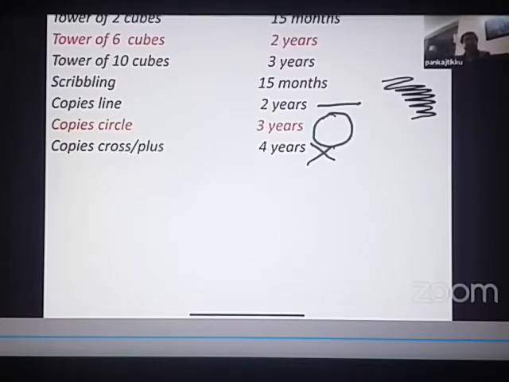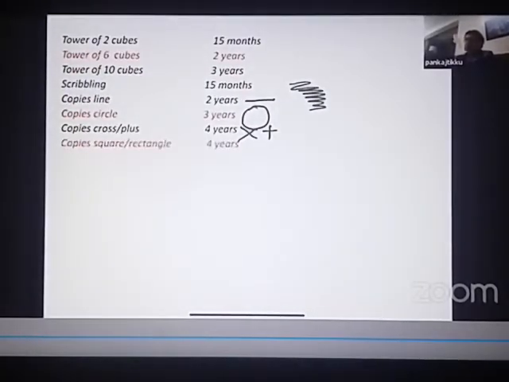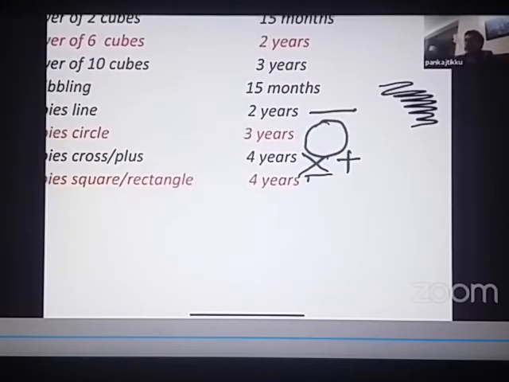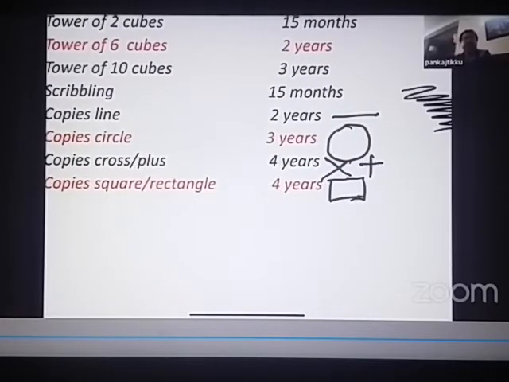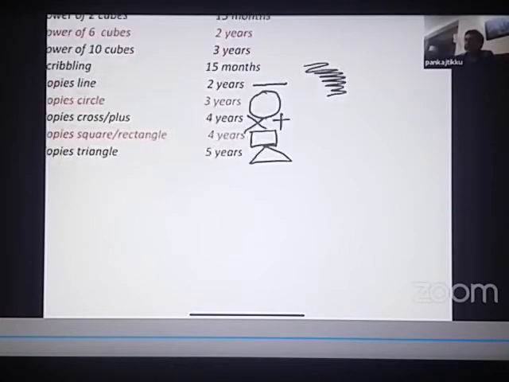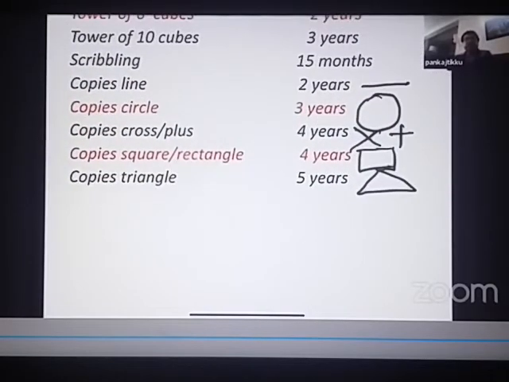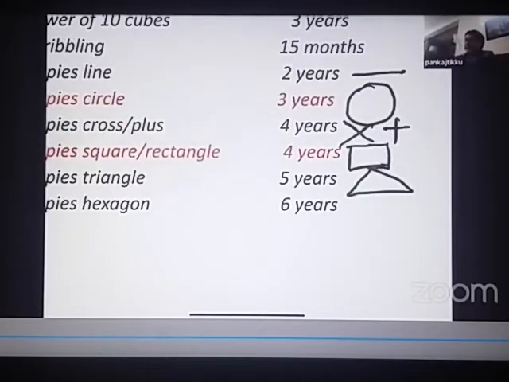So a line at 2 years, a circle at 3 years, he can copy a cross or a plus at the age of 4 years. Then he can copy a square or a rectangle again at the age of 4 years. He can copy a triangle at the age of 5 years, and a hexagon at the age of 6 years.